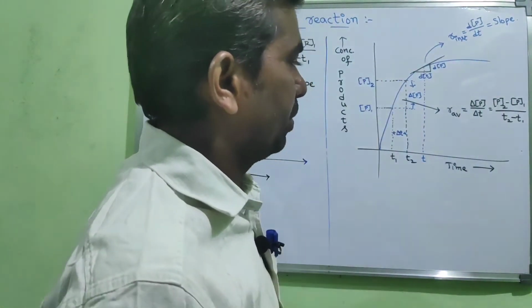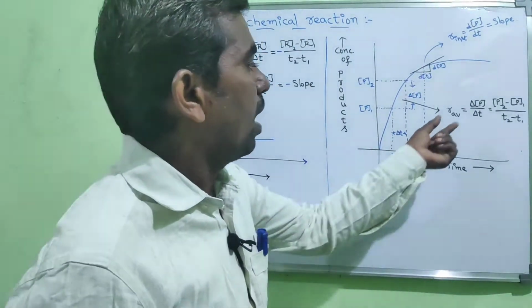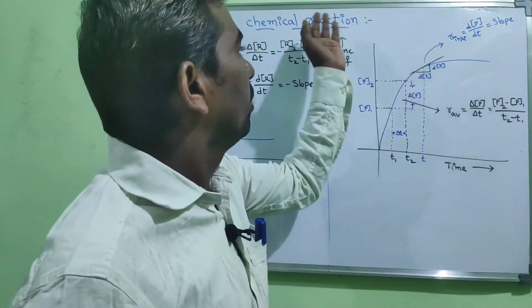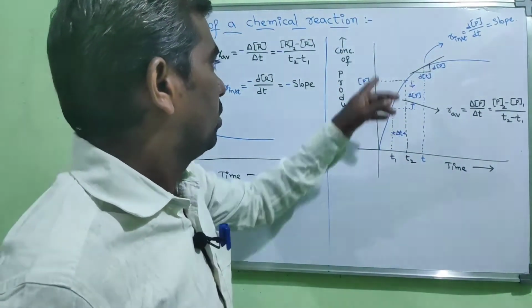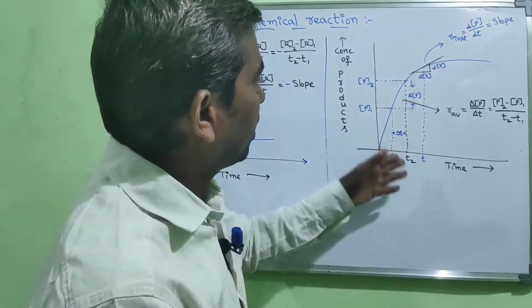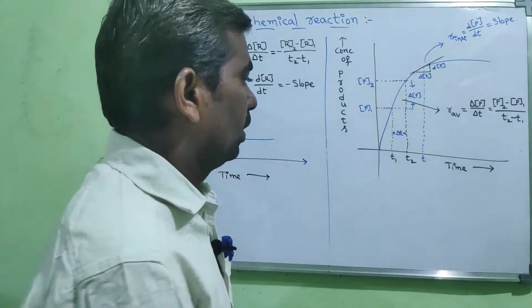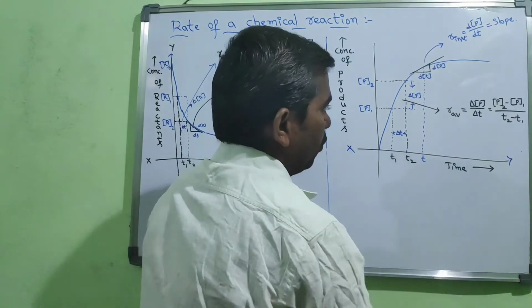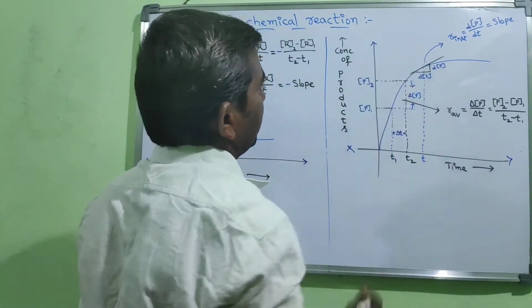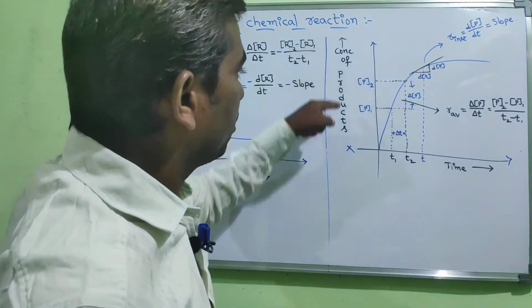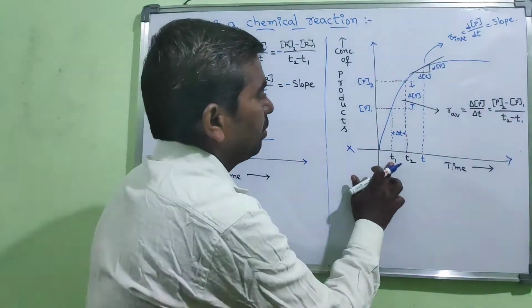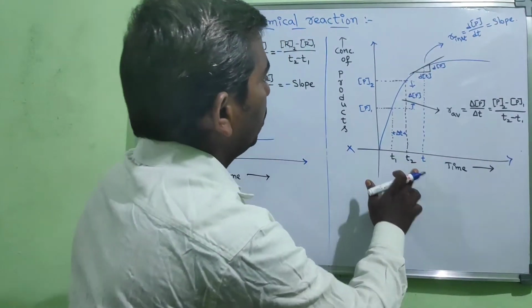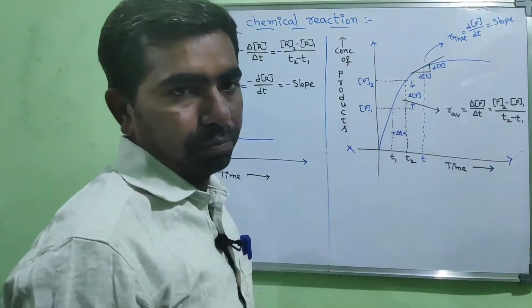And in this graph, I am explaining the same kind of average rate and instantaneous rate of a chemical reaction in terms of change in the concentrations of products. So now on the x-axis I am taking the time values, and on the y-axis I am taking the concentration of products. At a time t1, the concentration of a product is P1. At a time t2, the concentration of a product is P2.